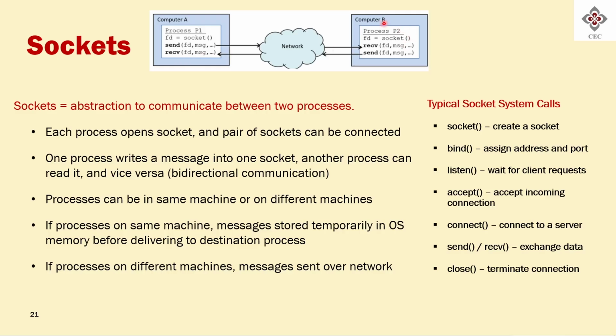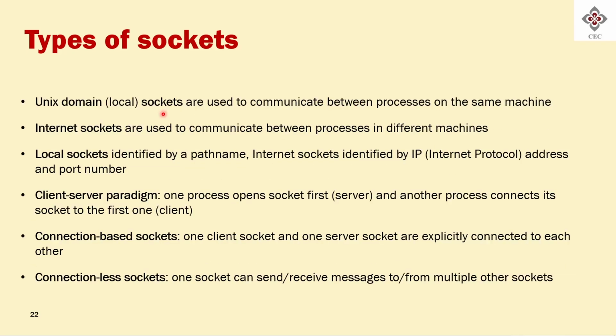Similarly, computer B, which has process P2, also will create a socket, and it sends and receives. For both sides it can send and receive. One process writes a message in one socket and another process will read it, and the same thing happens on the other side also. So, it is a bidirectional communication. This process can be in the same machine or different machines, but we can still use sockets. If the processes are running in different machines, then we can use the network in between the two machines for communication between these two processes.